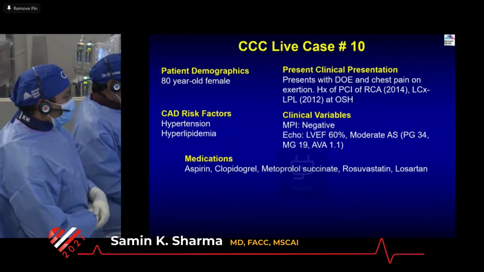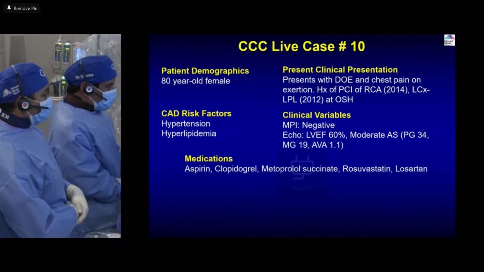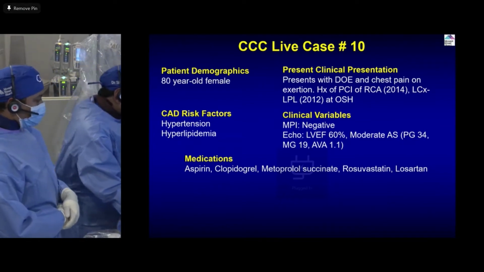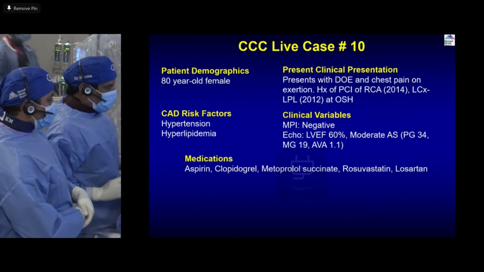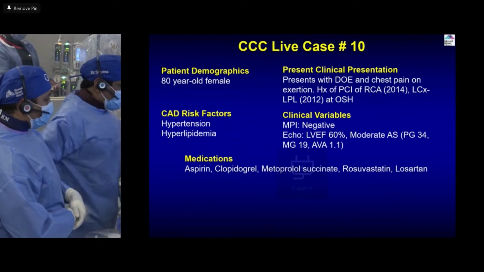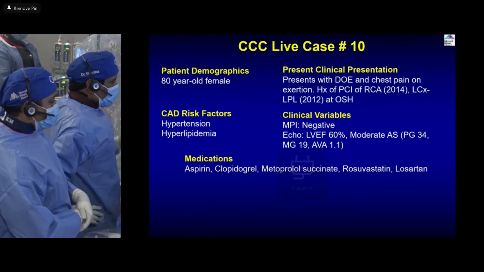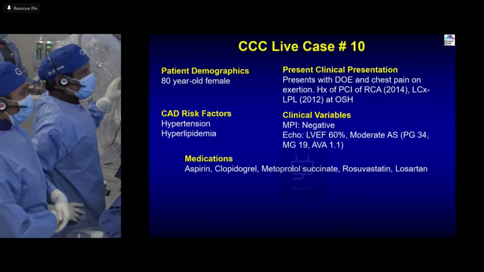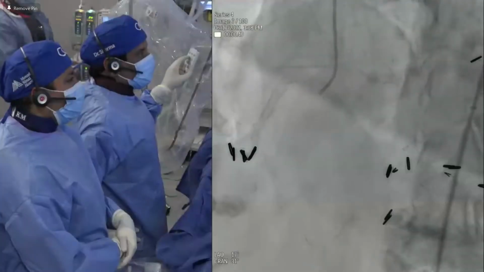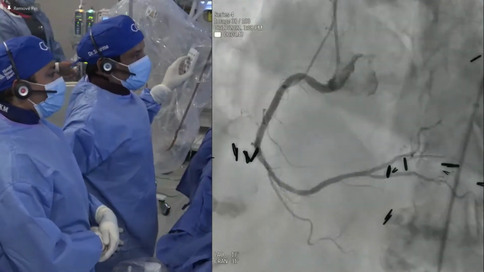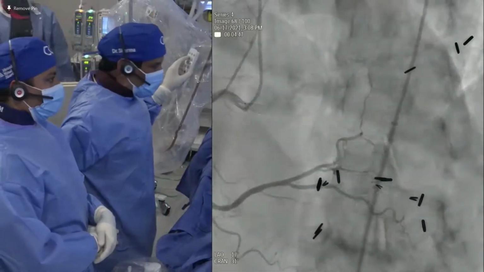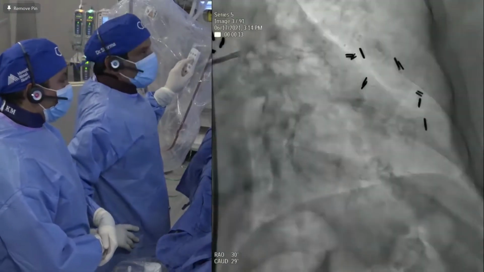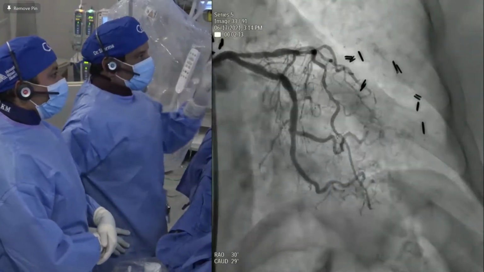Good. An 80-year-old patient presented with chest pain and dyspnea, and the stress test was negative. The patient has moderate aortic stenosis and had a PCI of the RCA and circumflex in the past. As you can see here, this is the RCA, which has a stent from many years ago, which is fine. Then there is a circumflex PCI. You can see the circumflex is good distally.